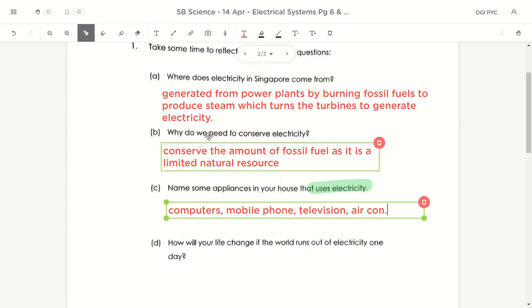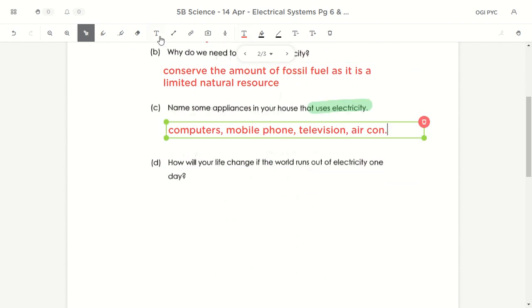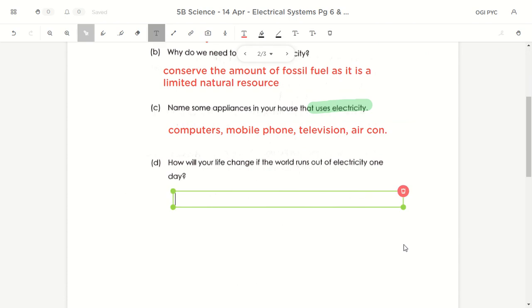Yeah, they use electricity. So how will your life change if there is no electricity one day? I think it's a very drastic change, because in life we use a lot of electricity in everything we do. Again, there can be many answers for this. So maybe first, you cannot study, you cannot work at night, because before electricity was invented, before the light bulb was invented, people actually couldn't work at night because they couldn't see. So if there is no electricity, there will be no light at night, you can't work, can't study.